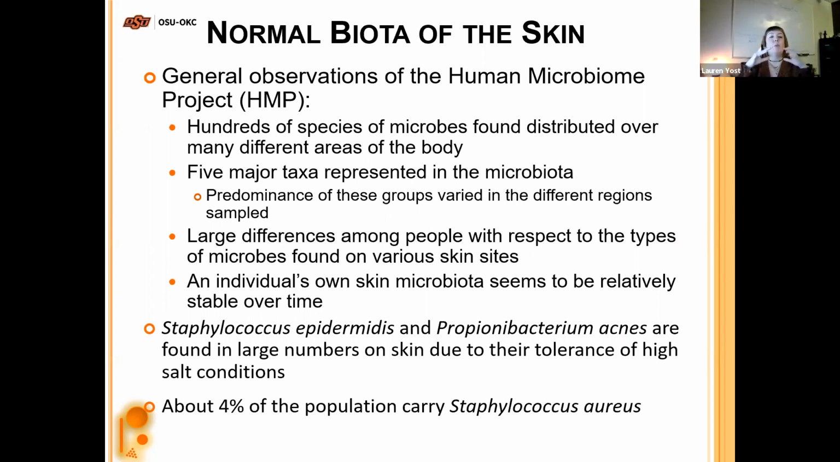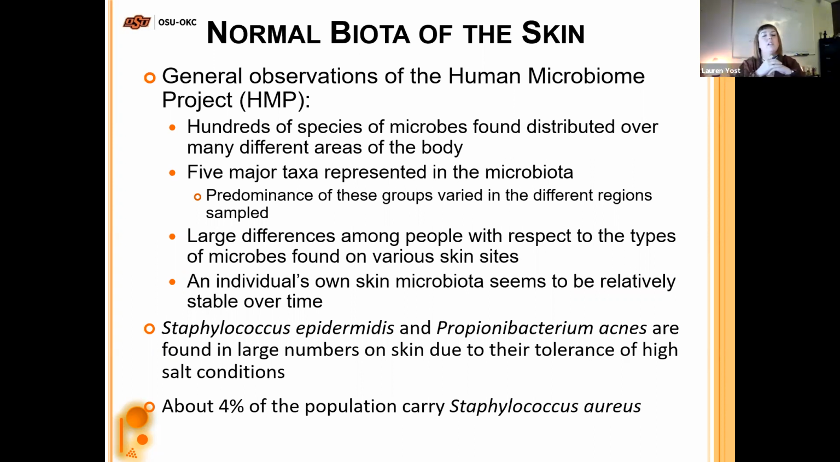Looking at the Human Microbiome Project, trying to figure out what types of bacteria might be where on the skin, we've found hundreds of different kinds of microbes over many different areas of the body in 5 major taxa within the microbiota. I'm not going to get into that right now. We did talk about bacteria, viruses, fungi, and protozoa. So just be aware of those being the big 4. Occasionally archaea could be involved as well. It's less common, but it is possible. Those bigger 4 are the ones I want you to be aware of.